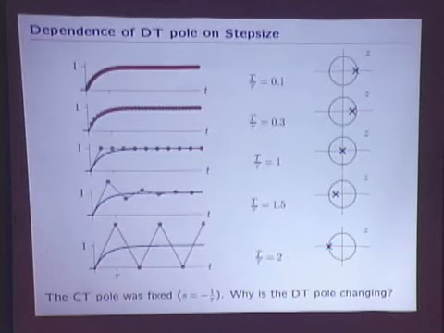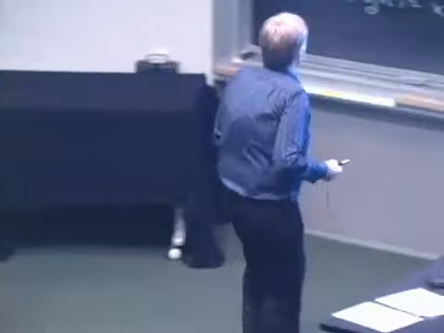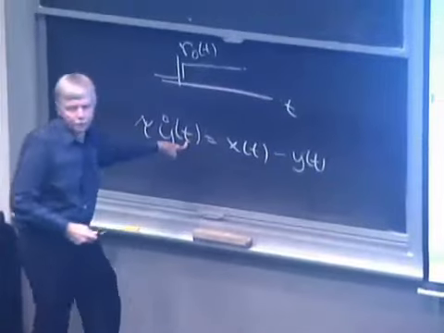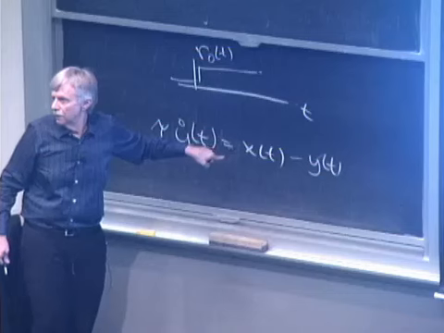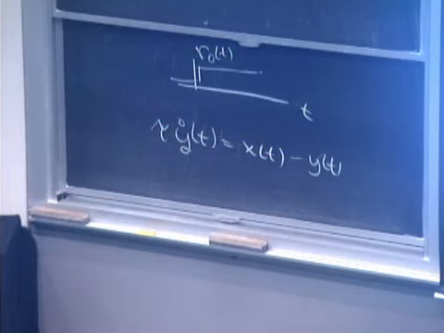And it gives us a way to think about why the difference solution didn't work well. What we can see is that even though, you remember what was the pole of the CT system? What's the pole of the CT system?